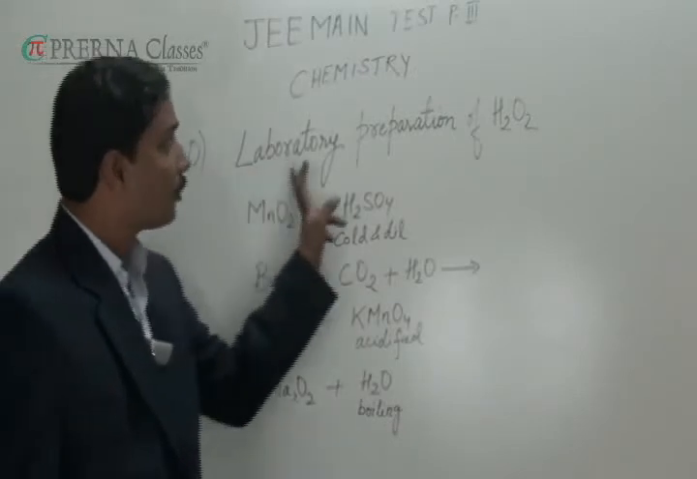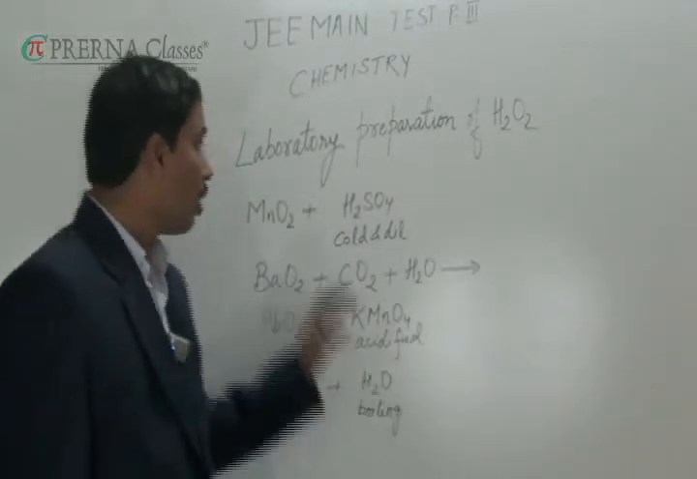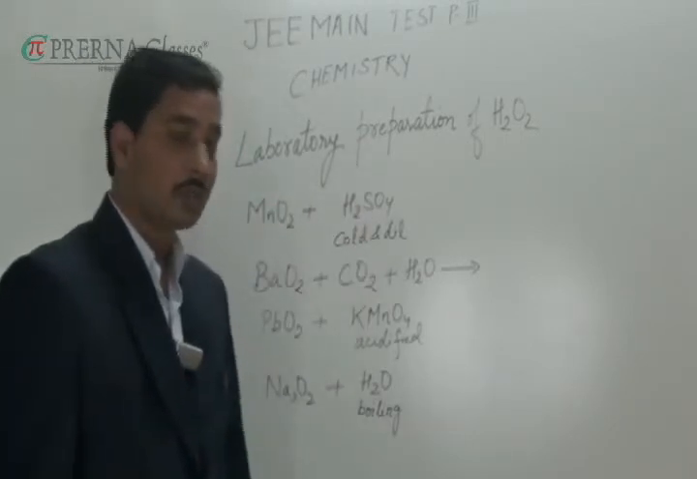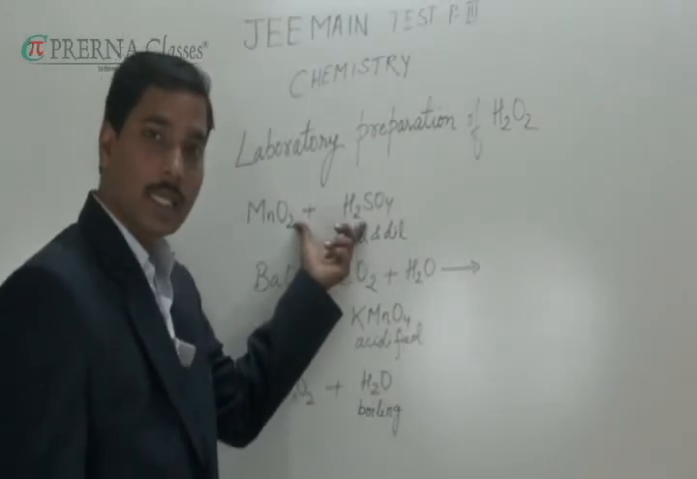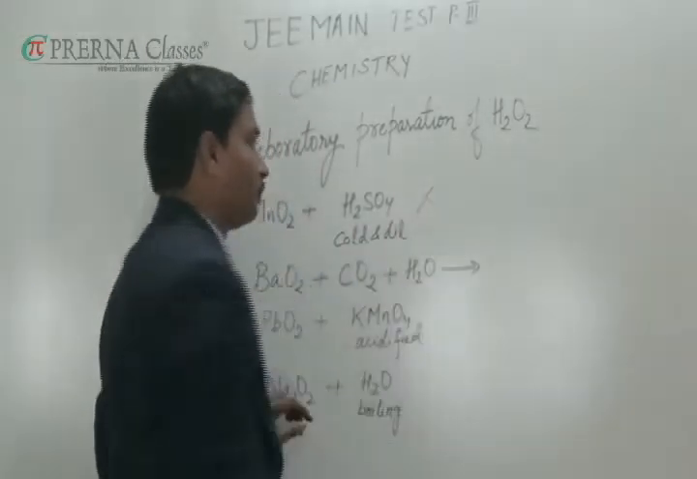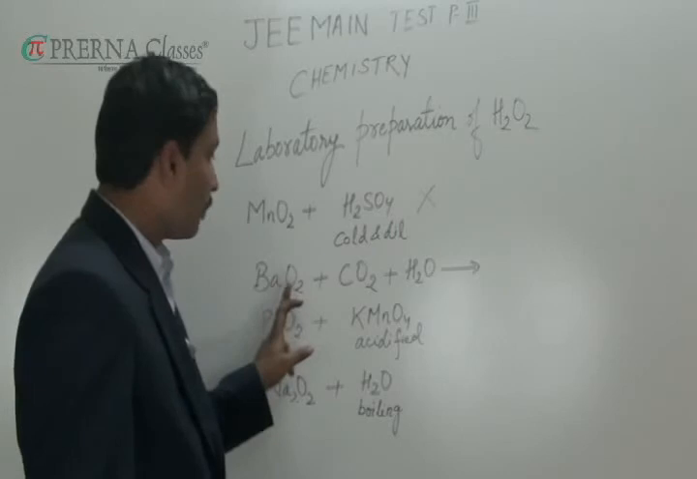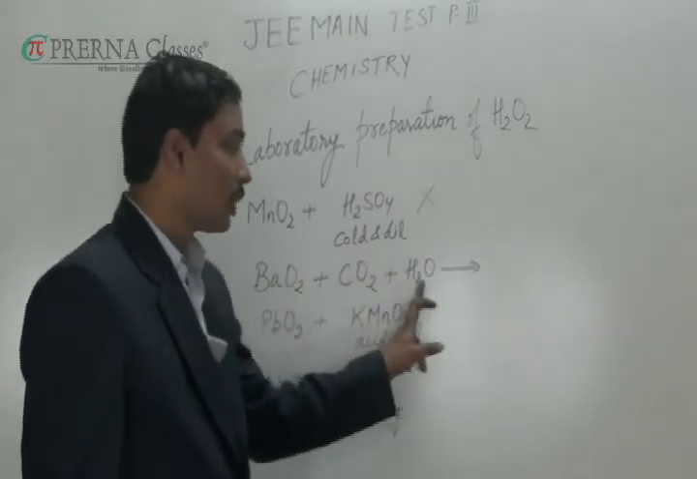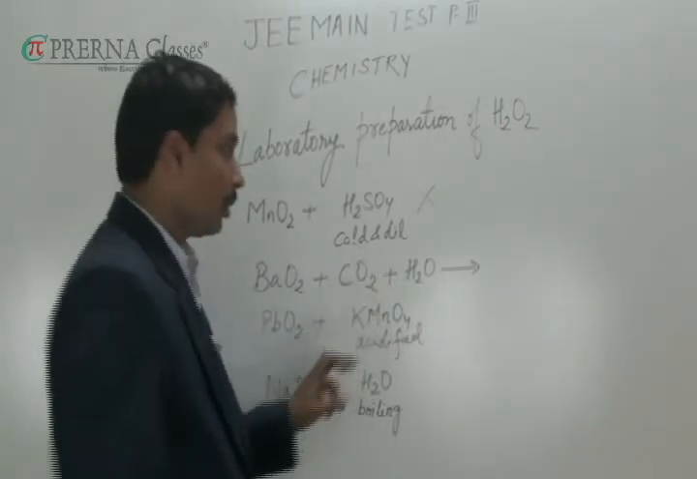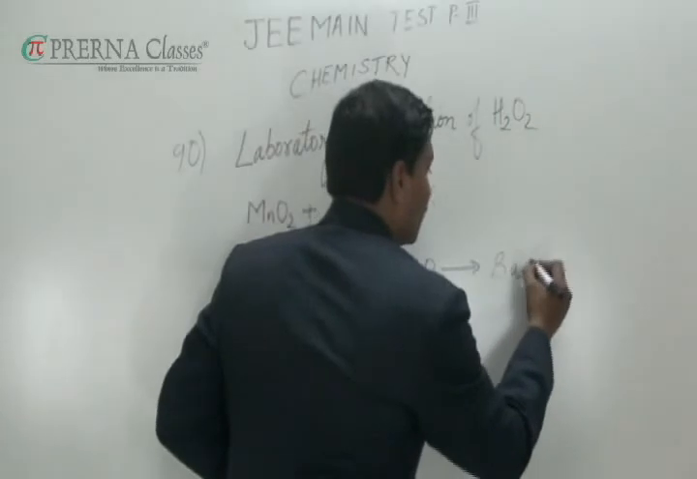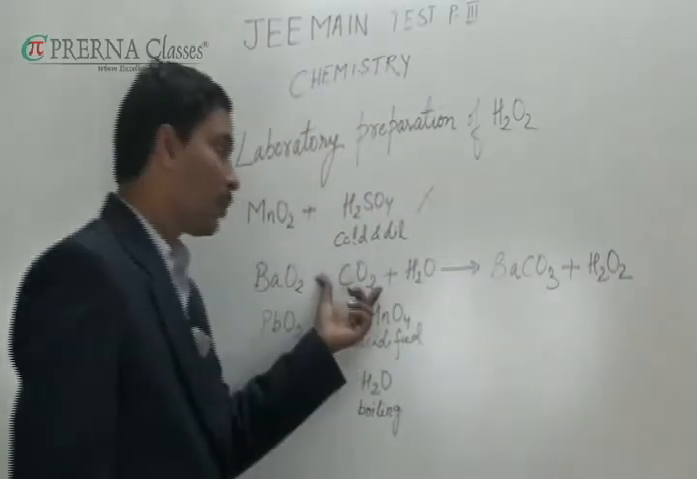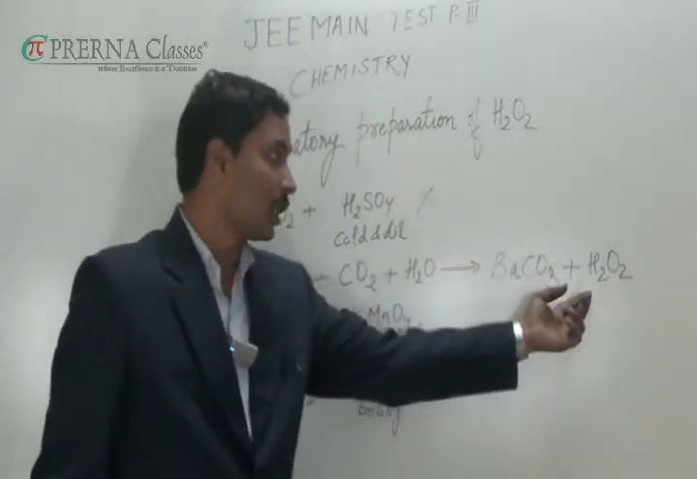Question number 90, laboratory preparation of H2O2. Option A is given, MnO2 reacting with coal and dilute H2SO4. H2O2 cannot be prepared by this reaction, so option A is not possible. Option B, BaO2 when reacted with CO2 in the presence of H2O is converted into barium carbonate, BaCO3, plus hydrogen peroxide. So by this process we can produce hydrogen peroxide.